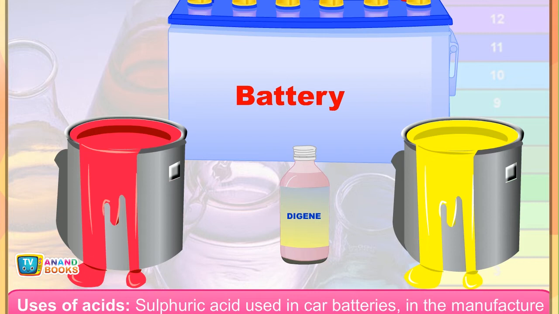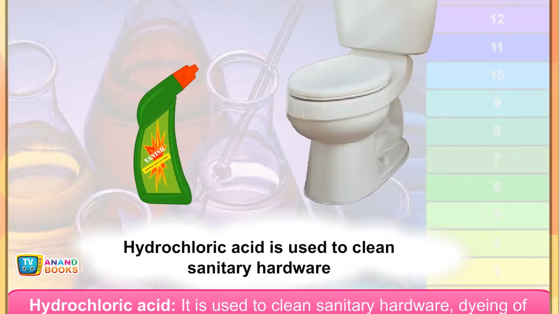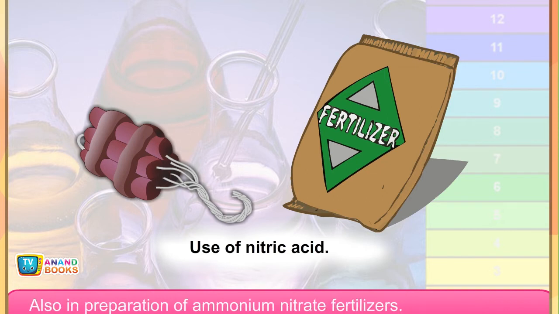Uses of acids. Sulfuric acid is used in car batteries, in the manufacture of dyes, drugs, detergents, paints, plastics, and in the manufacture of fertilizers. Hydrochloric acid is used to clean sanitary hardware, in dyeing of clothes, and for cleaning metal surfaces before galvanization. Nitric acid is used in the manufacture of explosives, TNT, dyes, in purification of metals such as gold and silver, and also in preparation of ammonium nitrate fertilizers.